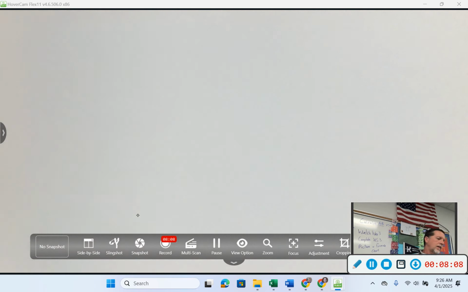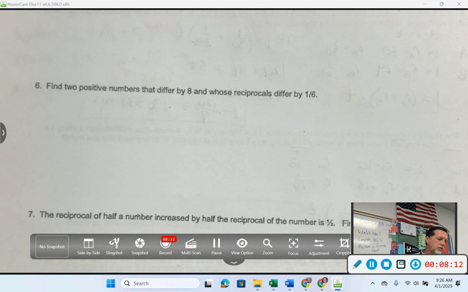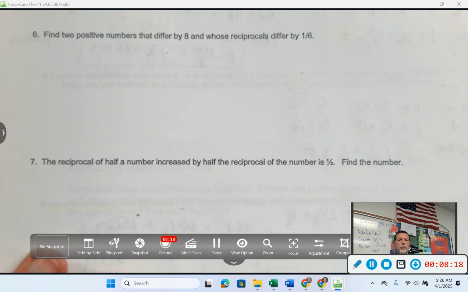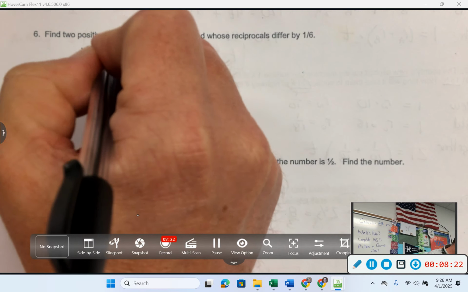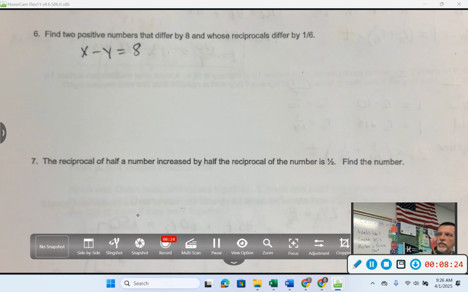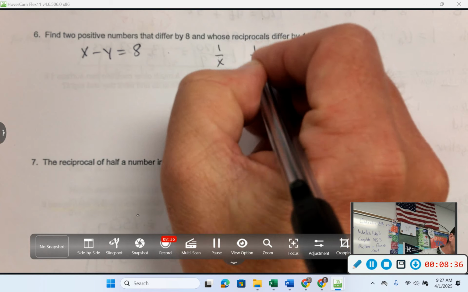Let's look at, I think we'll set up 6 and then we'll do 7. 2 positive numbers that differ by 8. So x minus y equals 8. And whose reciprocals differ by 1/6. So reciprocals would be 1 over x and 1 over y.